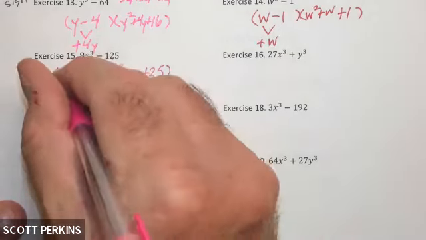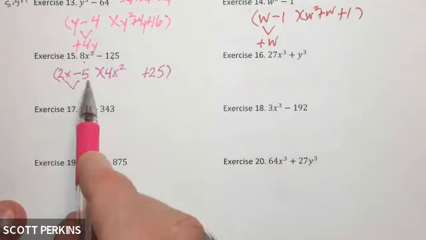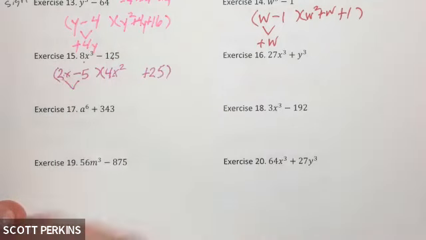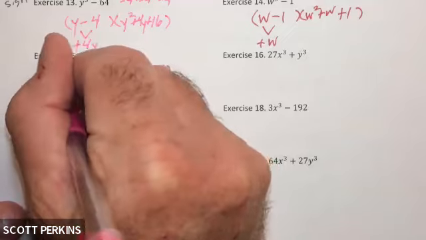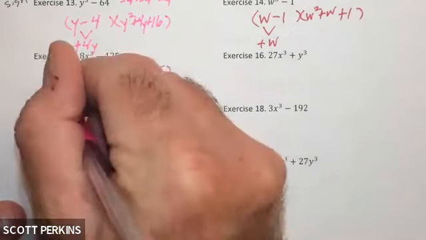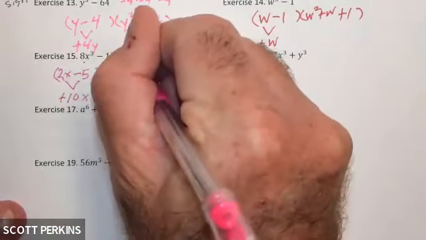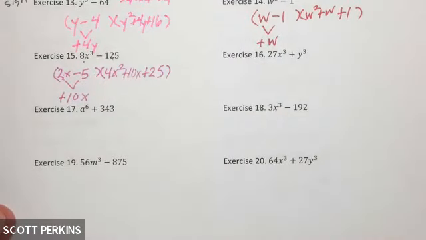And then last but not least, I multiply these two things together. So 2x times negative 5. What is 2x times negative 5? That's negative 10x. And then I change the sign to a positive 10x, and I throw that in the middle. There we go. Done. Go ahead and do exercise 16 right next door.